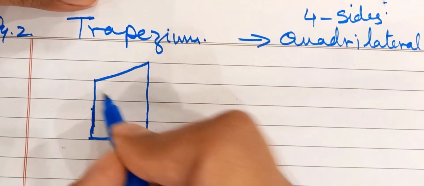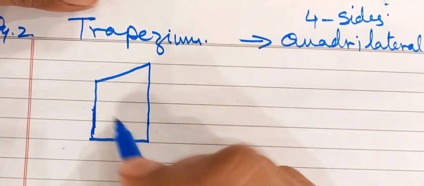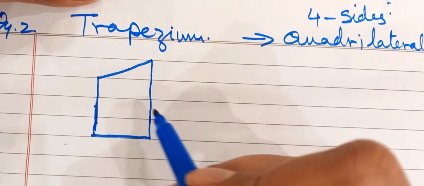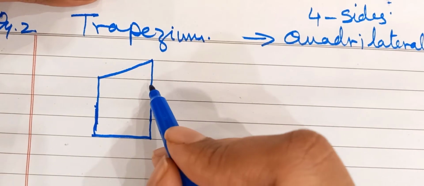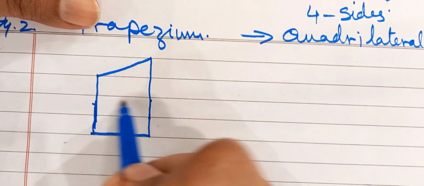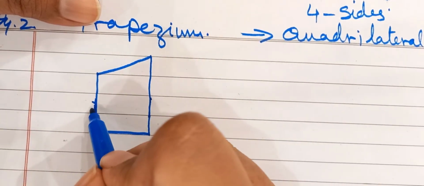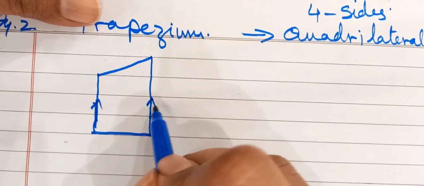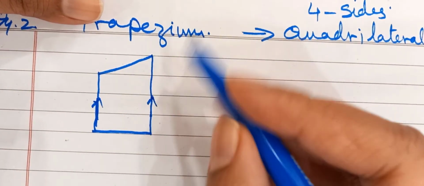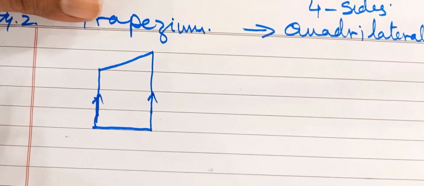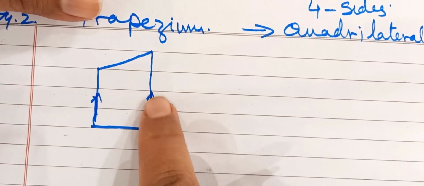Generally a trapezium is represented like this. It has 4 sides: 1, 2, 3, 4. It's a quadrilateral, but its shape is this. These 2 sides are parallel to each other. If you add this arrow, it means these lines are parallel to each other. One is longer, one is shorter. There are 2 parallel sides in this trapezium.